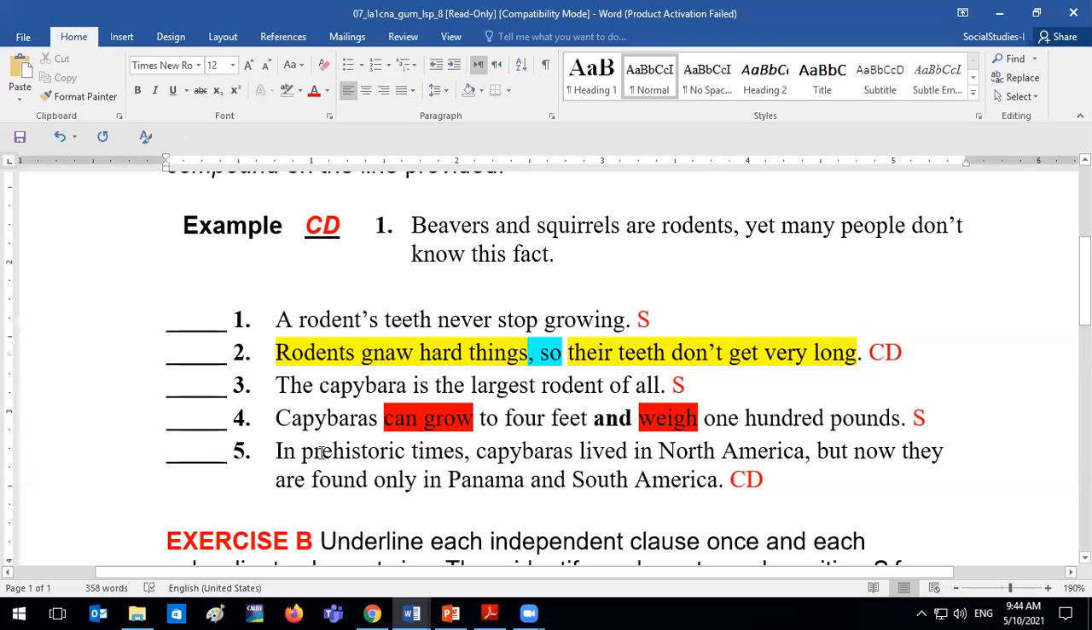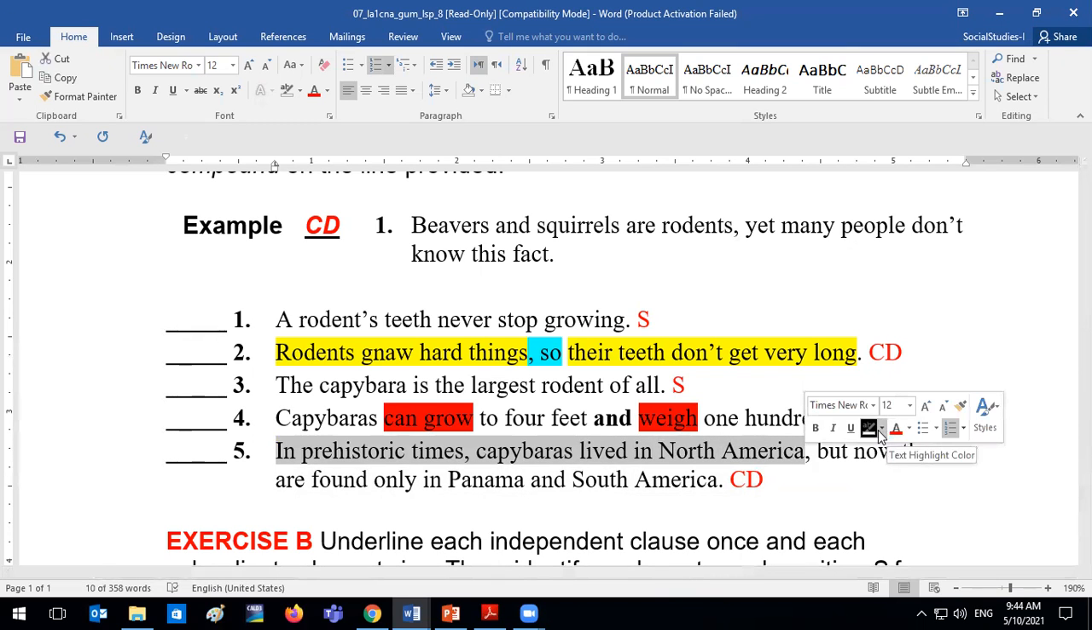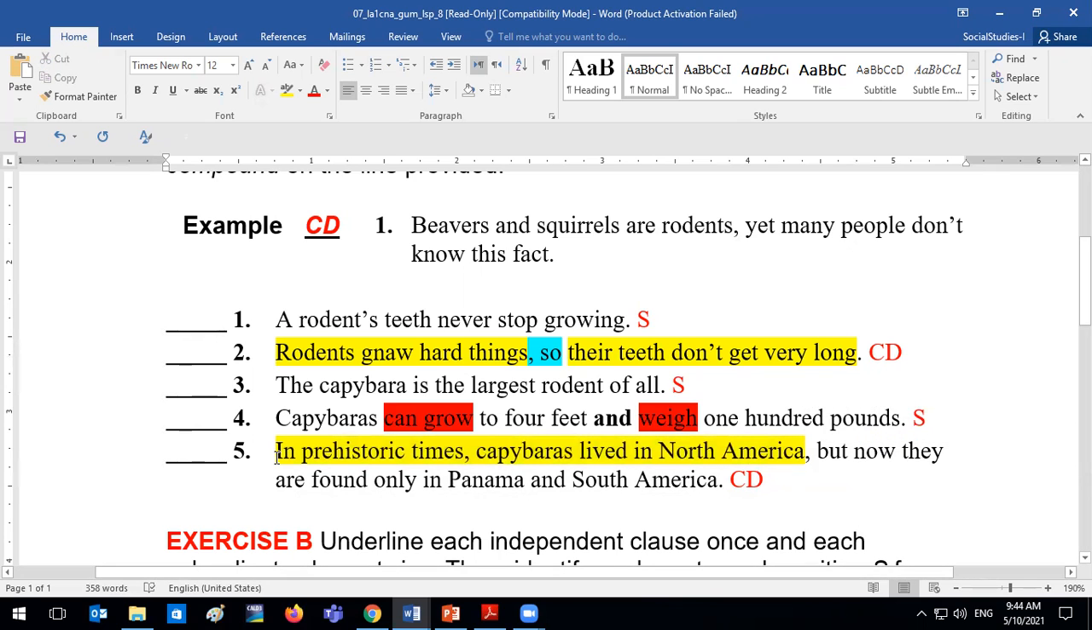In prehistoric times, capybaras lived in North America. Remember, this is my first independent clause. And remember, you need to include the prepositional phrase with it because it's part of the sentence. And what is your second independent clause? Now they are found only in Panama and South America. Good. This is your second independent clause.